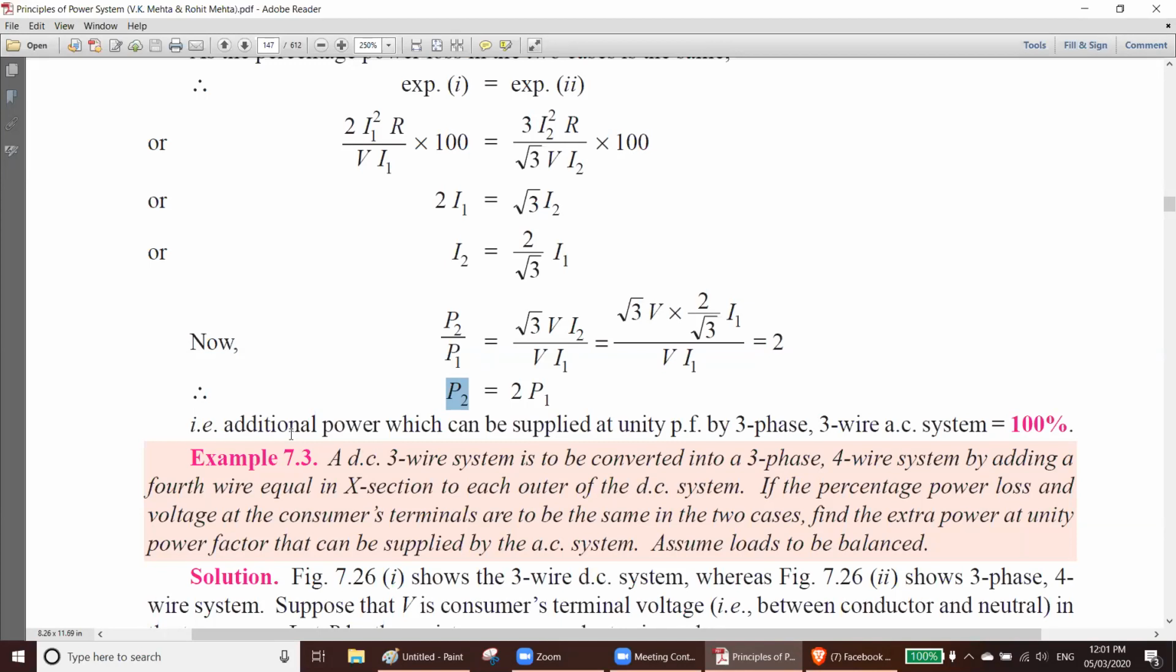You have a two-wire DC system and you are supplying 100% power. Now, if you want to supply 200% power, you need to add two more DC wires, right? So two wires for 100%, and the other two are for another 100%. Now, if you add only one conductor, not two, and convert your DC to AC, you can achieve that 100%. Understood? I believe you understood. So the additional power is 100%.